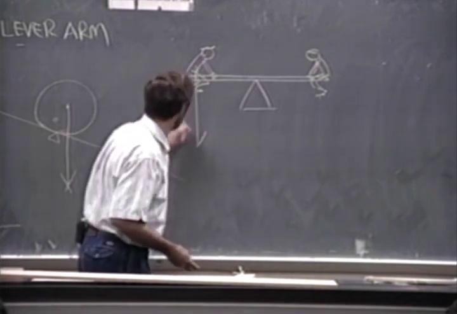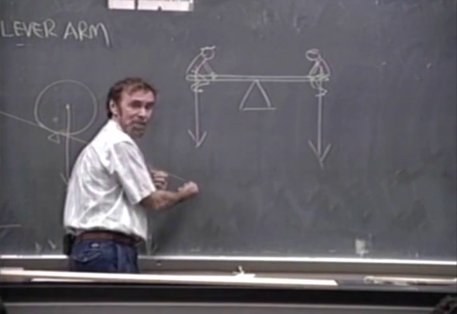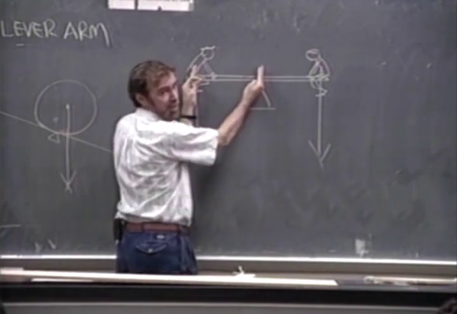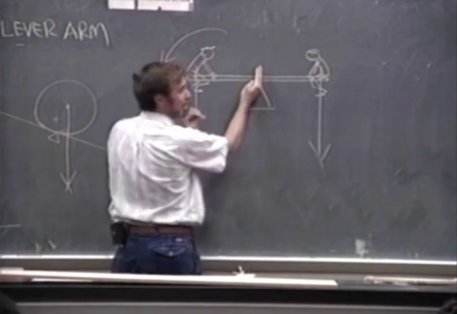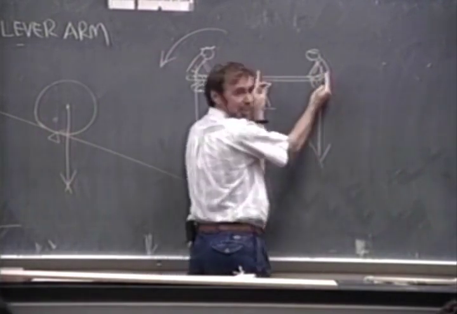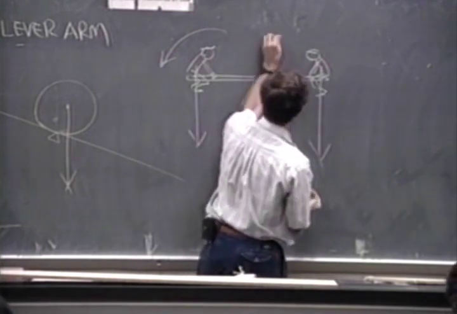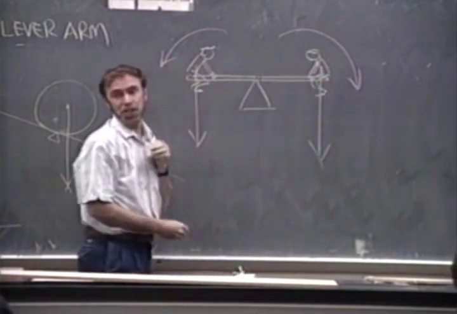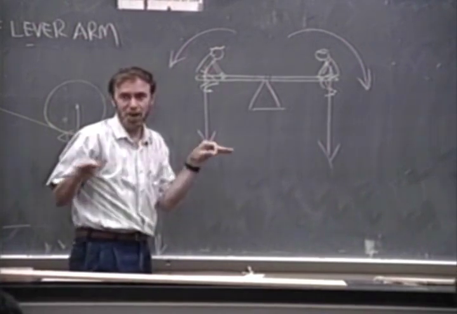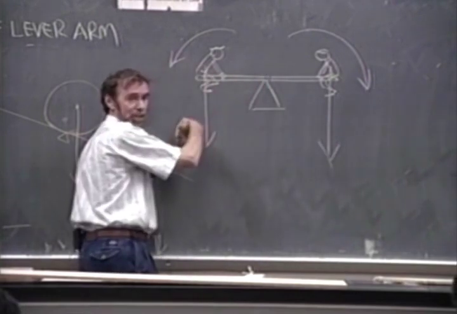This kid here got a weight acting down. This kid got a weight acting down. This weight acting down multiplied by that distance gives rise to a torque, which tends to rotate it this way. This weight acting down, multiplied by this distance, gives rise to a torque that tends to make it rotate this way. And if no rotation occurs, what's the net torque? Zero. That means this torque must be equal to this torque.